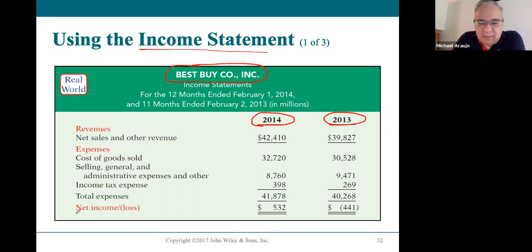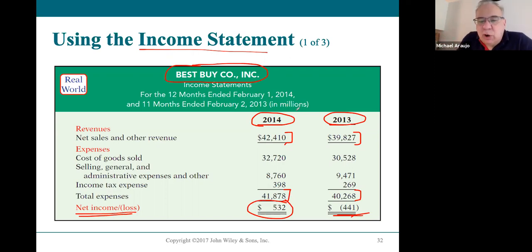But it's interesting because in 2013, as you see, Best Buy had a loss. So in this case, a net loss, because their revenue, which is the number here, was smaller than their expenses, or the expenses were bigger than the revenue. Once that happens, you get a loss. But as you see in 2014, their numbers, their revenue increased quite nicely. Their expenses did increase, but not as much. And lo and behold, in 2014, they returned to profitability.